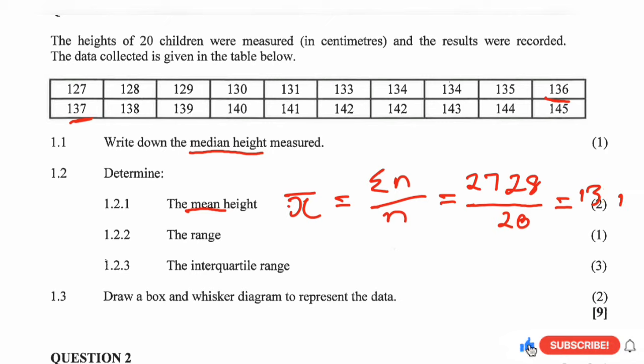Let me just write it clearly so that everyone can see. So it's 136.4 centimeters. Remember, they said it was measured in centimeters. It's important to show the SI unit. Okay, we are done with the mean. Another word for the mean might be average. You might be familiar with calculating the average. So maybe sometimes when you forget what is the mean, just remember it's the average.